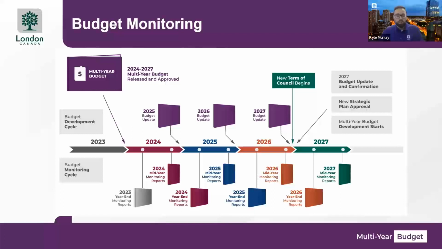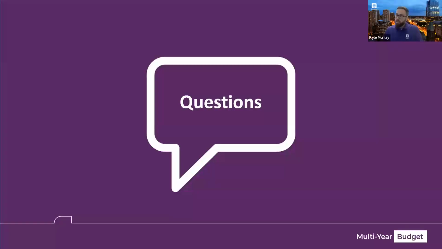The mid-year report, the June 30th report, typically goes forward in September. The year-end report, as of December 31st, usually goes to council in April of each year. So Martin, why don't we pause there before we get into the upcoming dates for the 2024 to 2027 multi-year budget. Any other questions that have come in?